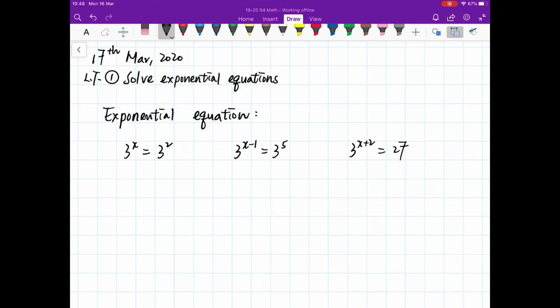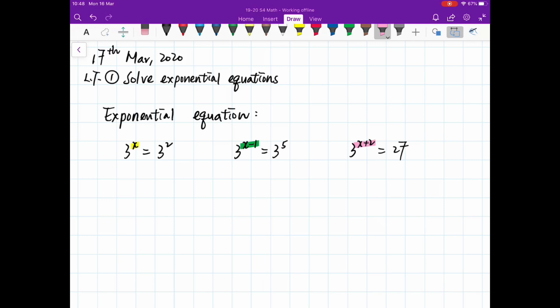So, as you can see, in these 3 examples, where are the unknown x? Okay, the unknown x are in the power. So I highlight it. So we can draw a conclusion that if the unknown is in the power, then it is an exponential equation. So then the next question is, how can we solve it? So our technique is by comparing the power.